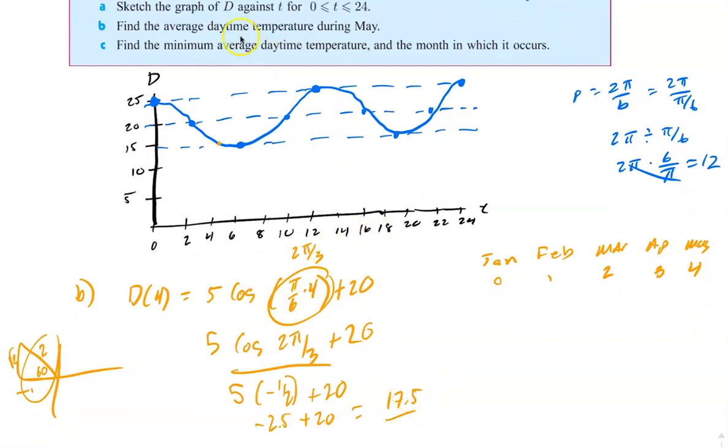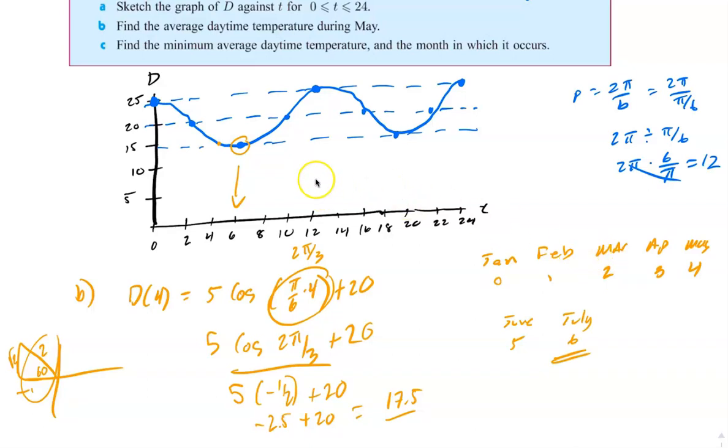Find the minimum average daily temperature and what month does it occur in. Well, look at our graph here, right? So the minimum average daily temperature is right here. So it looks like it occurs in month 6. With our messed up system, April, May, June, July would be 6, right? June would be 5, and July would be 6. So that's the lowest temperature, the minimum average temperature.